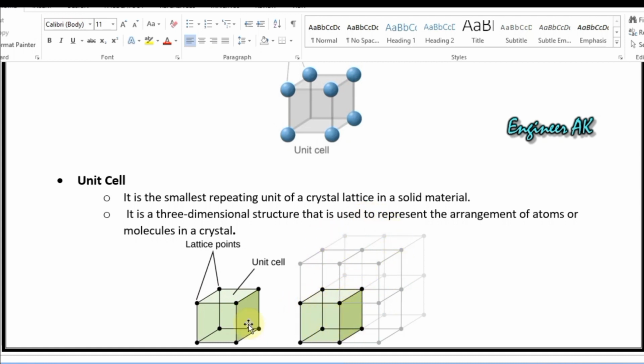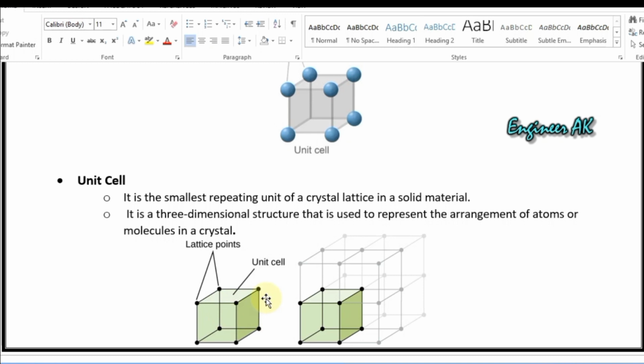If we see, this is a cube, right? This is a unit cell, these are the lattice points, and these are the space lattice, right? But if we see this whole structure, it looks exactly like this unit cell. If you study this unit cell, the structure of this unit cell defines the whole crystal, right?